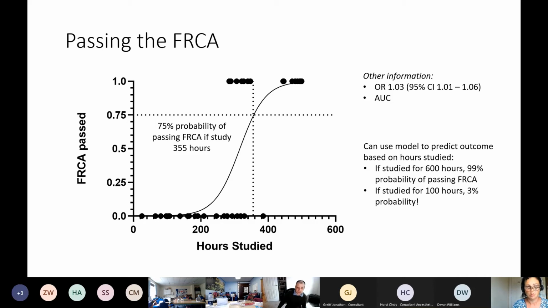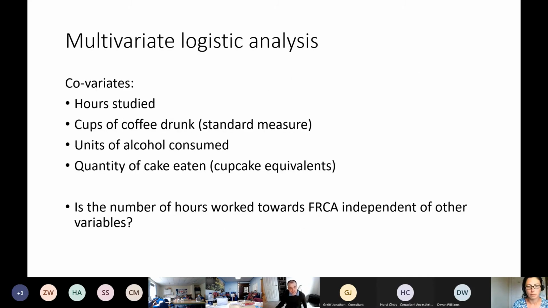And as I say here, you can actually then put numbers into the model and say, well, for 600 hours, you have a 99% probability of passing. But if you study for only 100 hours, you have a 3% probability. So that's why logistic regression is quite interesting and can be useful. They're only as good as the model, though, and the model's only as good as the data you put in them. And the thing you see in ICU a lot is multivariate logistic analysis, or logistic regression.